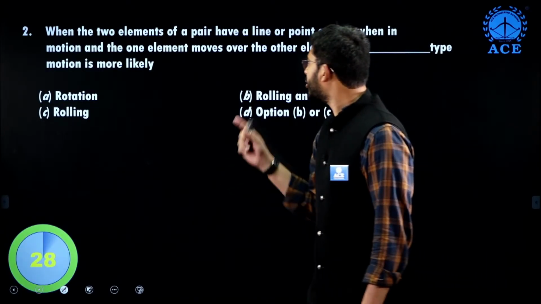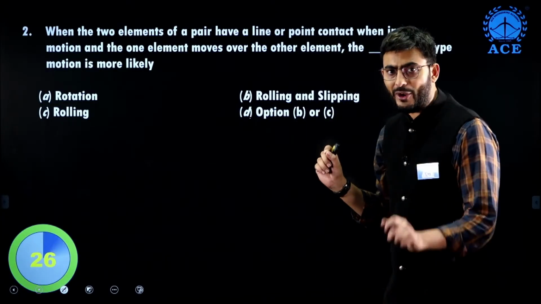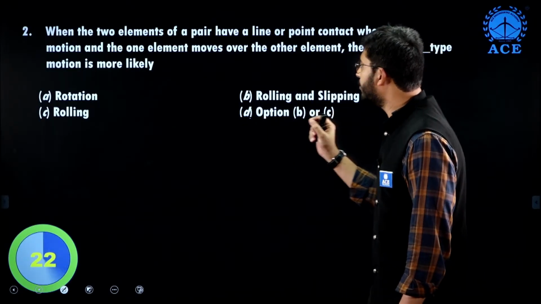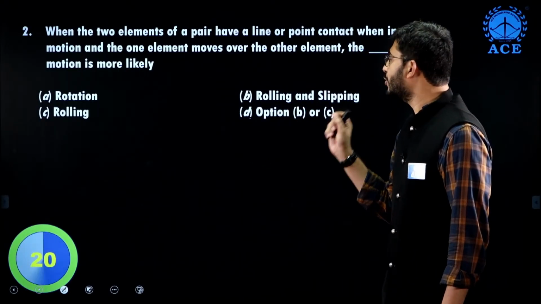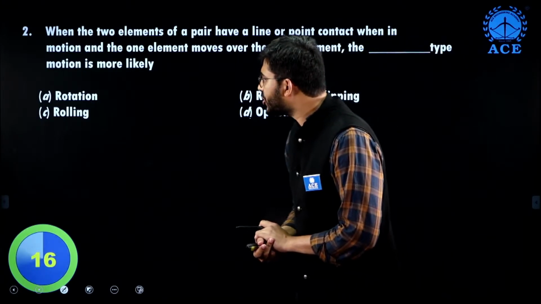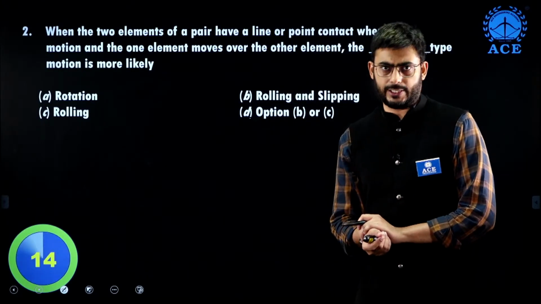When the two elements of a pair have a line or point contact, when in motion and one element moves over another element, the dash type of motion is more likely to occur.